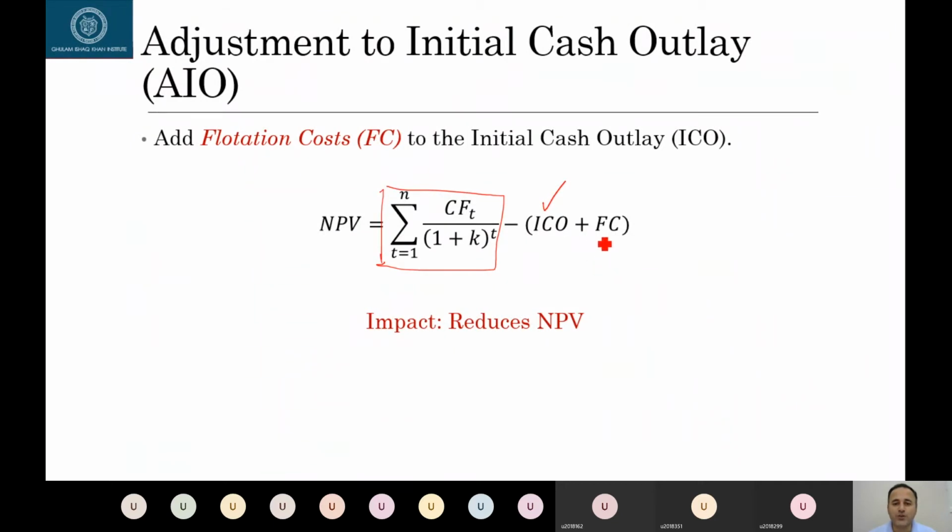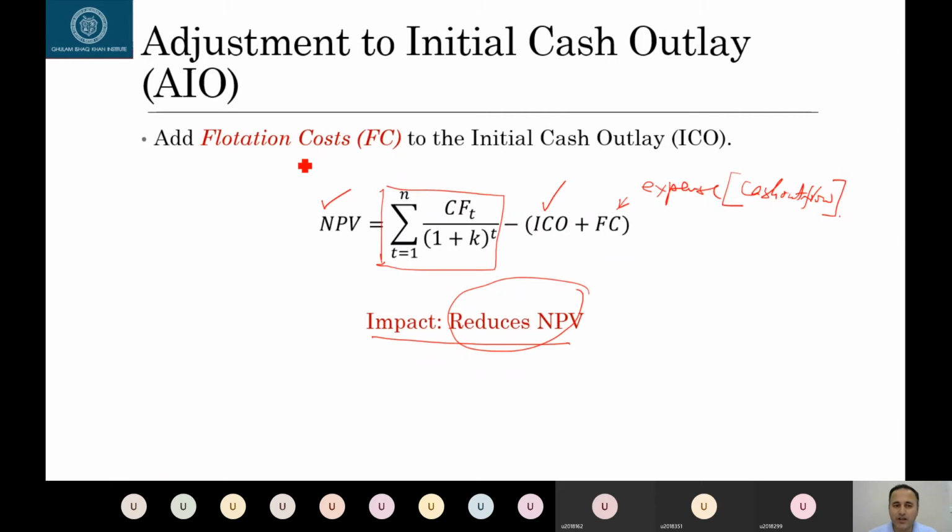But if there is flotation cost, what you do, you add flotation cost to your initial cash outlay, because this one is like an expense. Okay, so it's a cash outflow. So what you do, you add it to your initial cash outflow, okay? And you subtract it from the discounted cash flows, and that gives you net present value. So whenever there is a flotation cost, what is the impact generally? It reduces your NPV. And of course it should reduce your NPV. The reason is it's like an expense. It's an additional cost of raising capital. So it should reduce your NPV.